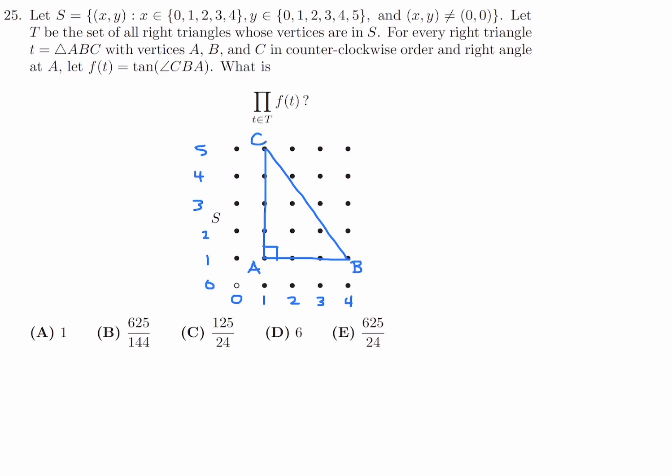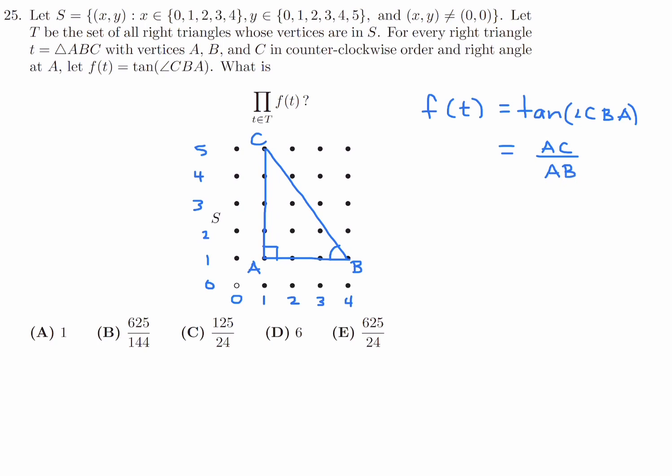Okay, and then what you do is you take this f at t. f at t for that particular triangle is the tangent of the angle CBA. So CBA is this angle right here. So what is going to be the tangent? Well, tangent is, if I remember, over algebra, opposite over adjacent. So in this case, it's going to be CA or AC over the adjacent, which is AB. All right? So that is what they're saying.